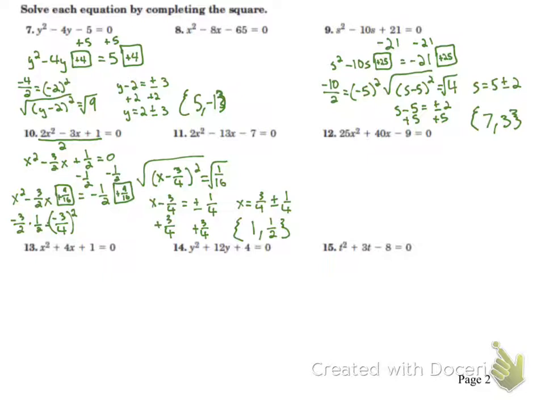Alright, I want you to go ahead and do problems 13, 14, and 15 on this page. Okay? I will be checking this when I get back. You will turn it in to me.